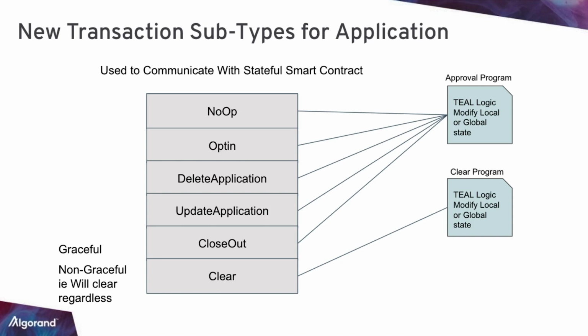So think of Stateful Smart Contracts as these pieces of code that live on the blockchain, that you can initiate communication with using one of these 6 types of transactions. Okay.